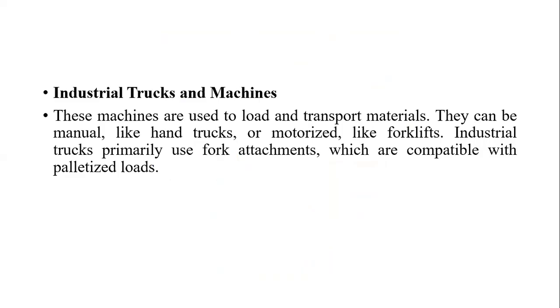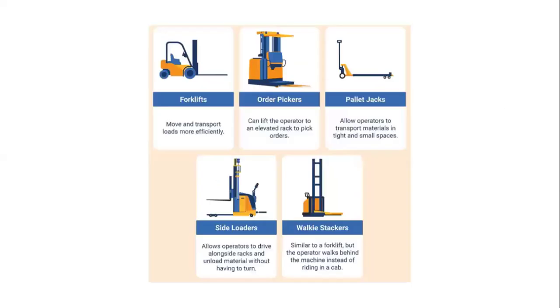And next comes the industrial trucks and machines. As I said earlier, this type of machines are used to transport the material from one place to another. And the forklift, we have seen already the forklifts and types of forklifts. Forklifts are used to transport larger size material easily from one particular location to another particular location. Then comes the order pickers. Order pickers are used to lift human persons.